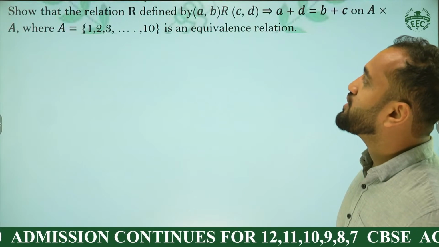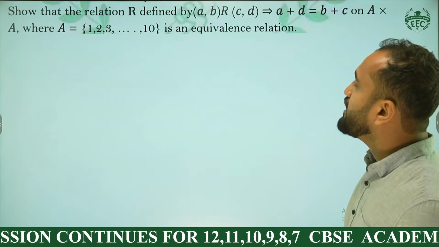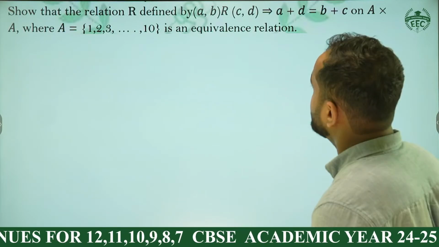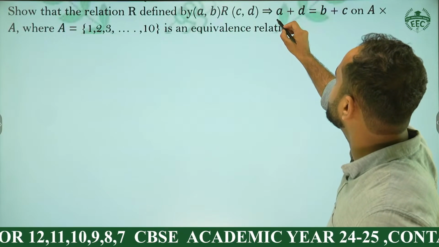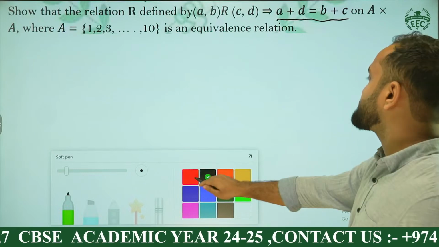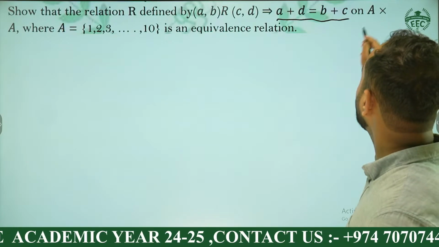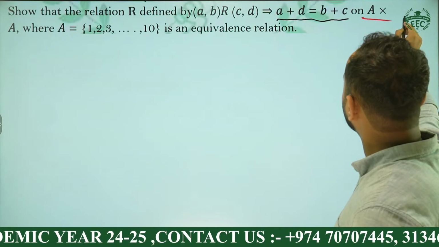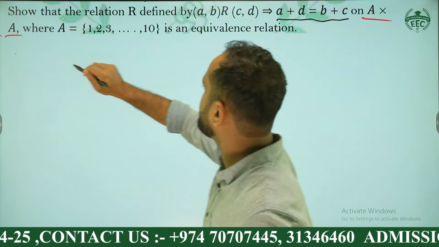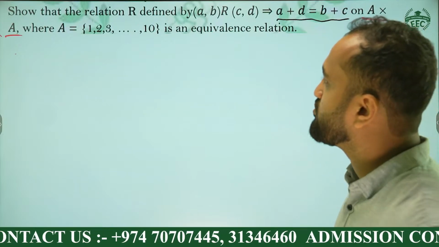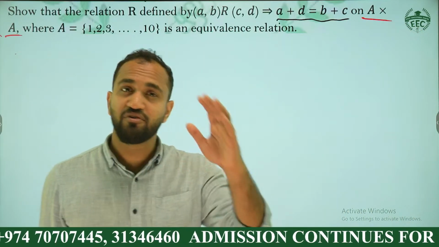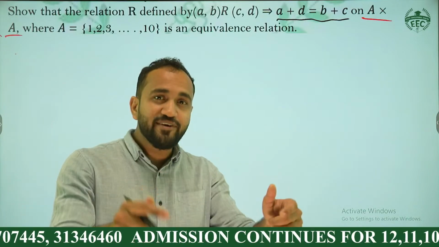Show that the relation R defined by (a, b) related to (c, d) such that a plus d is equal to b plus c is an equivalence relation. The relation is defined on A cross A, where A is equal to the set of 1, 2, 3, etc. up to 10. People, there are a number of things which I remember while dealing with this question.